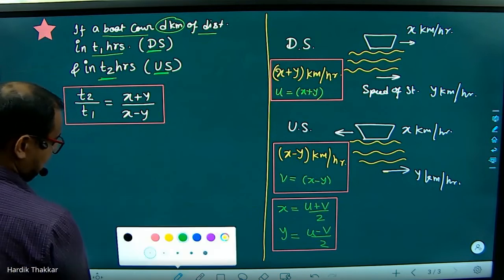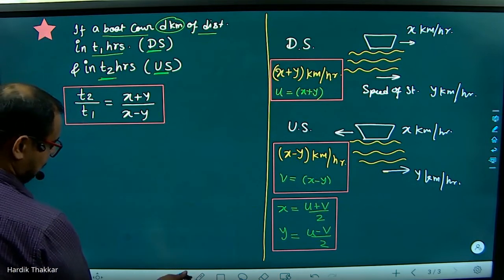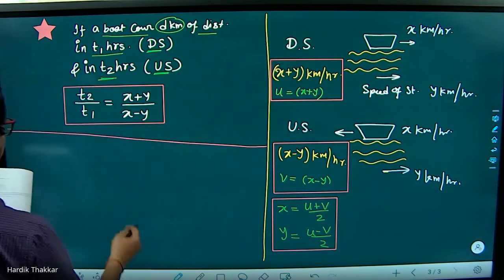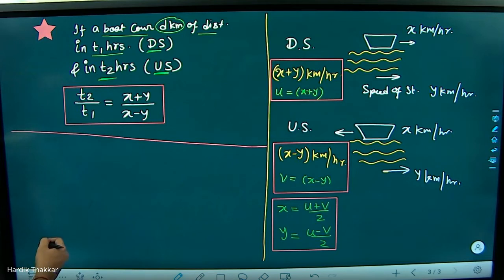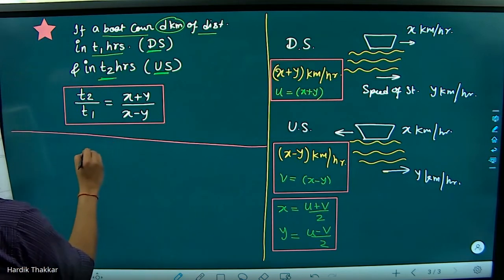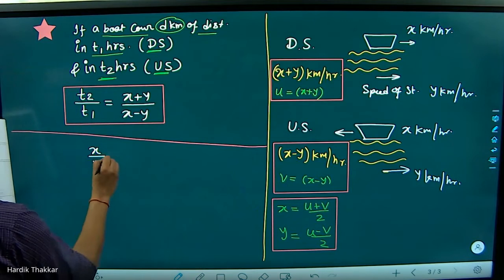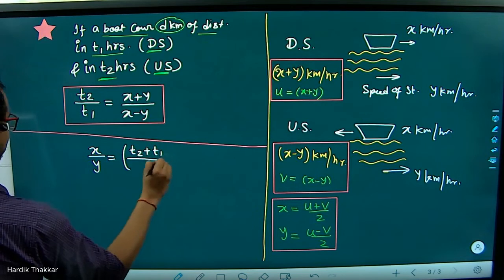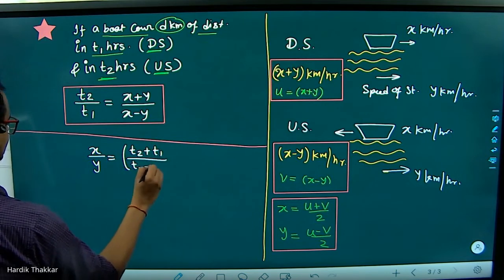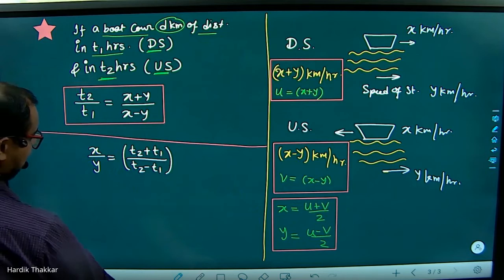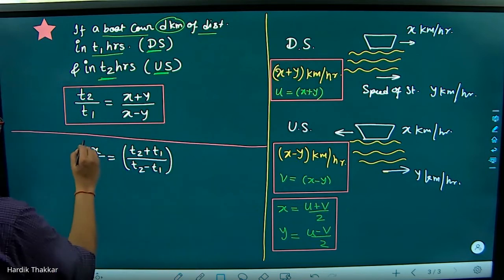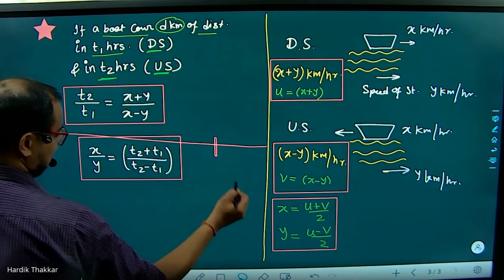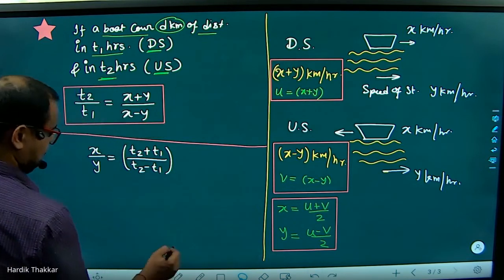Further, if we simplify these expressions, we can also find the values of x and y in terms of t1 and t2. After simplification, we get x upon y is equal to (t2 plus t1) divided by (t2 minus t1). Again, the derivations of these points are given on page numbers 25 and 26, or you can directly note down these important key points. That is more beneficial, I think.